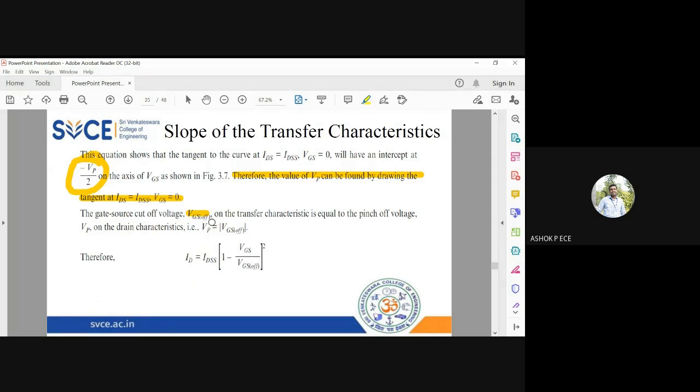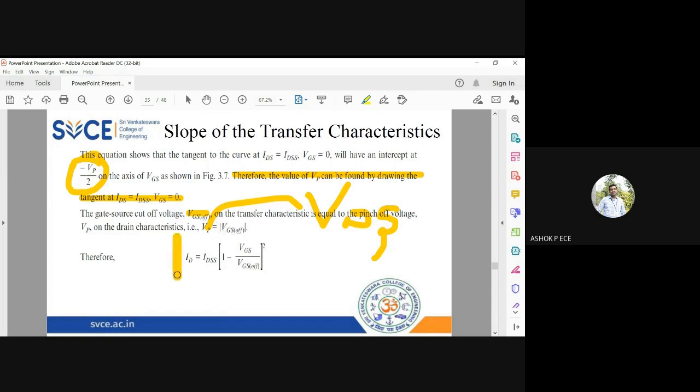Everywhere when we write VP we'll put the modulus, because VP is always a positive voltage. Because VP is related to VDS, and VDS is always positive, correct? So whenever you find VP in terms of VGS, we'll be taking the modulus sign. So I'm just denoting VP as modulus of VGS off.